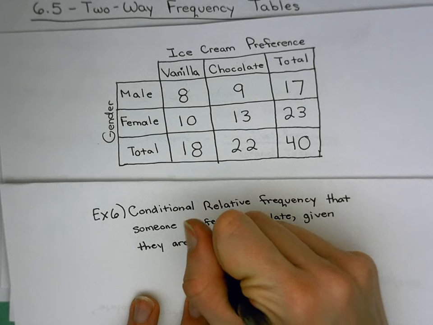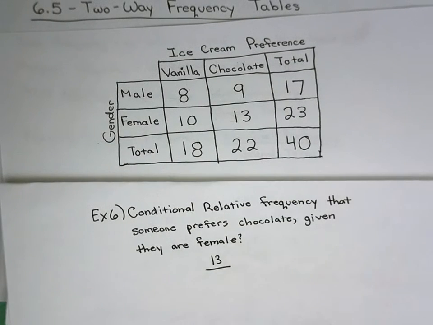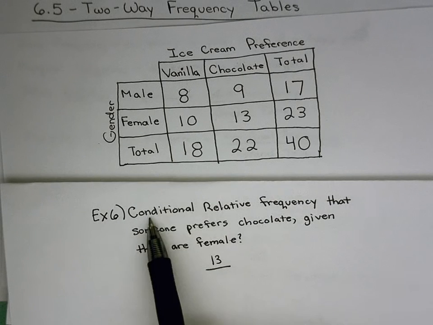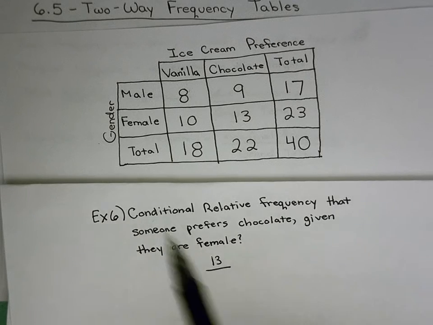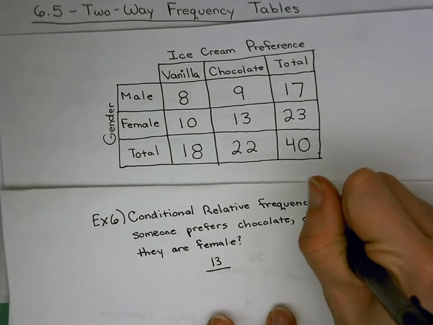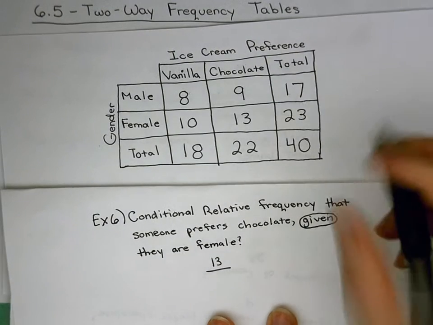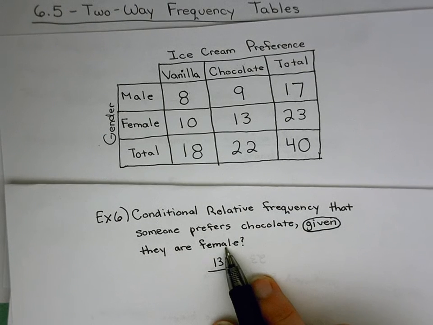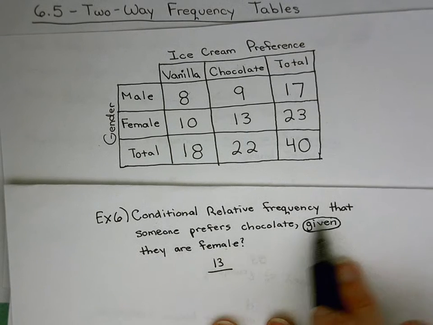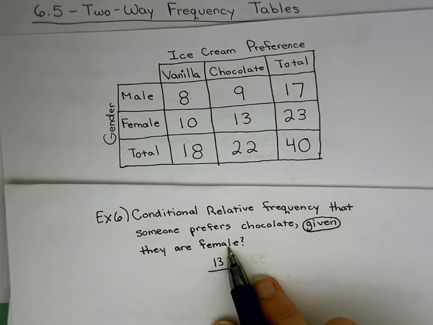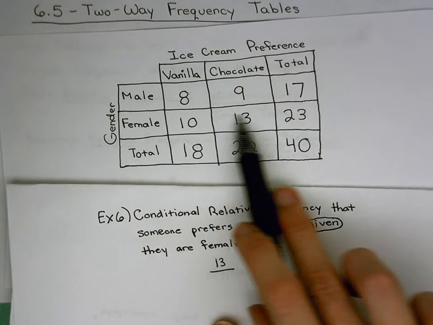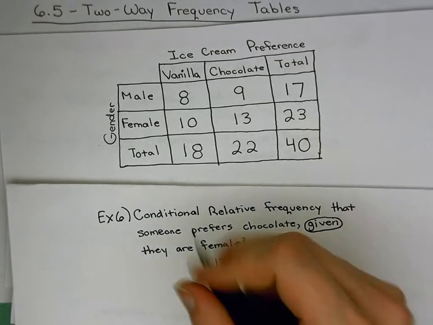But again, even though it's relative, we are going to be dividing. That's what relative implies, that there's some sort of relationship there. We are going to be dividing, but we aren't dividing by the grand total because this is conditional. Because it's conditional, we're going to find our given. We have given, and what follows the word given? Female. So that's my marginal. That's what comes after the given. That's my given condition. Okay. Female. Well, female's margin is 23. And so that's what I'm going to be dividing by here.